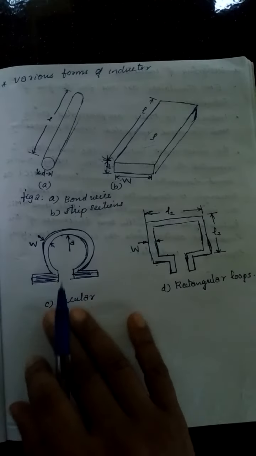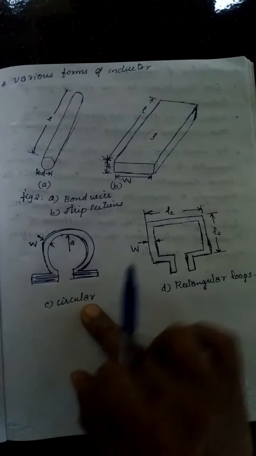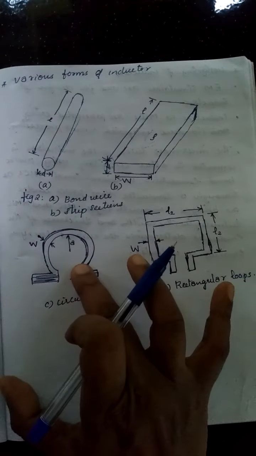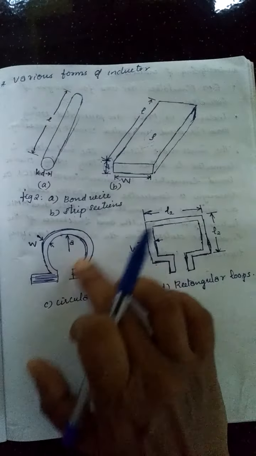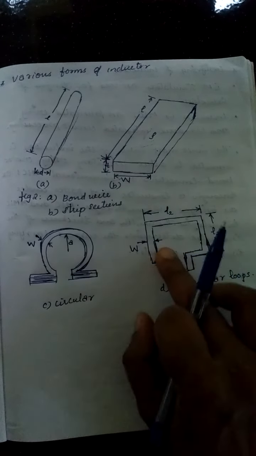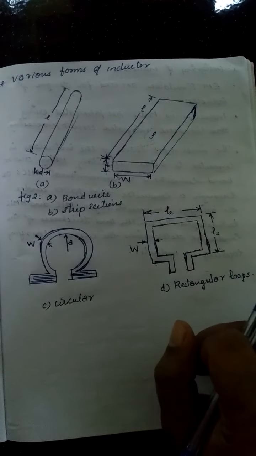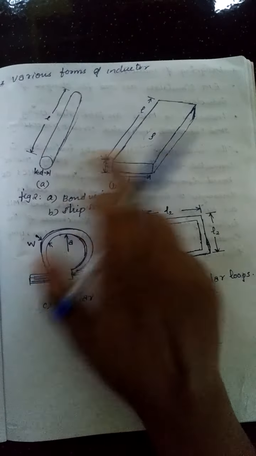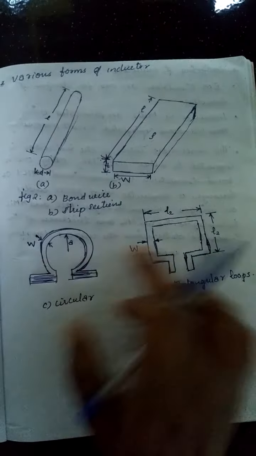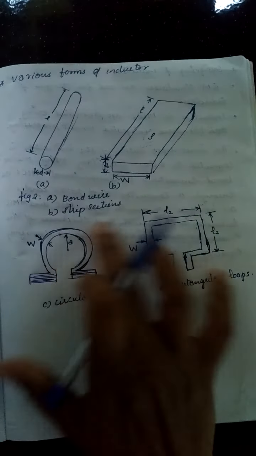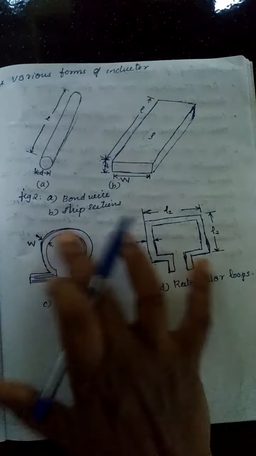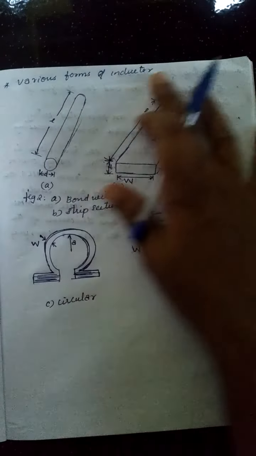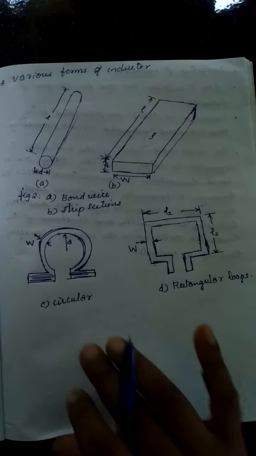The other types are the circular type and the rectangular type. The circular type is in the form of a circle, half circle or full circle. Then the rectangular loop is in the form of a rectangle. These two are loops, as compared with the other two, which are completed sections. So these are the various forms of our inductor.